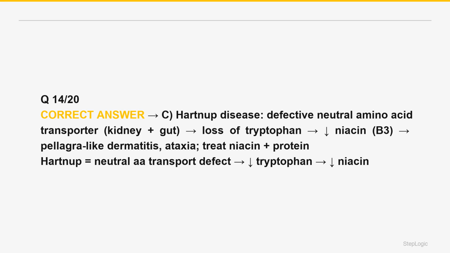Treatment is niacin supplementation and a high protein diet to overcome the malabsorption. The neutral amino acid transporter defect causing tryptophan loss and secondary niacin deficiency is Hartnup disease.